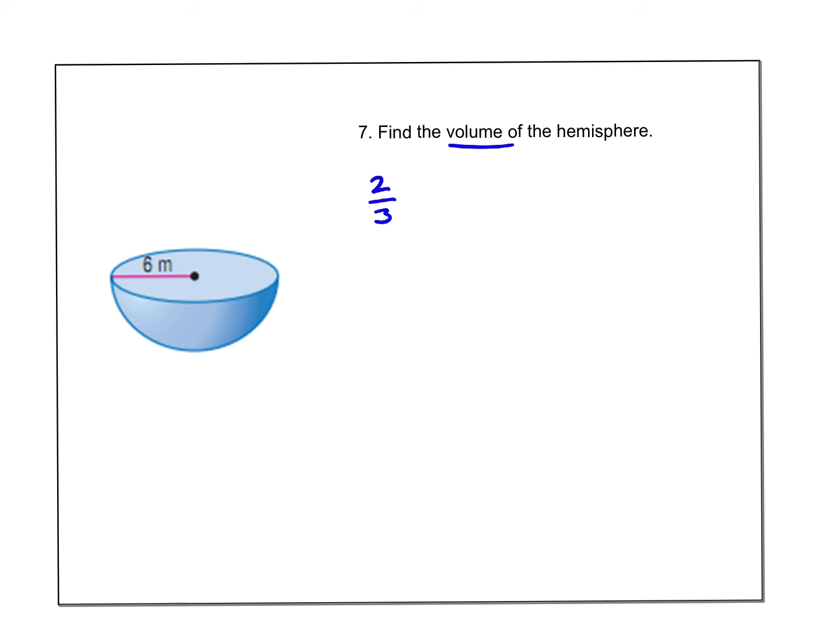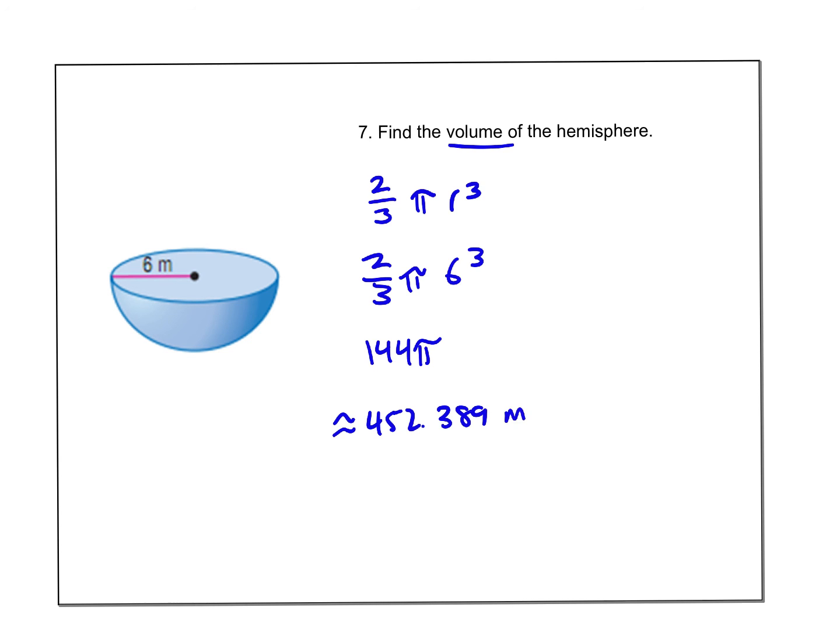So, volume of the sphere. Here, remember, I want 2/3 pi r cubed. So I want 2/3 times pi times 6 cubed. So 6 raised to the 3rd power, times 2/3, is going to be 144 pi. Multiply that by pi, and you get approximately 452.389 meters cubed. And that's kind of it.